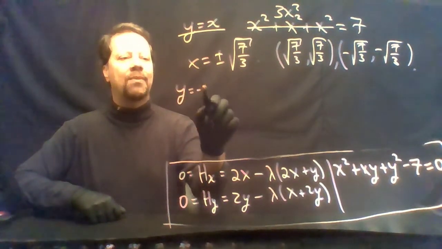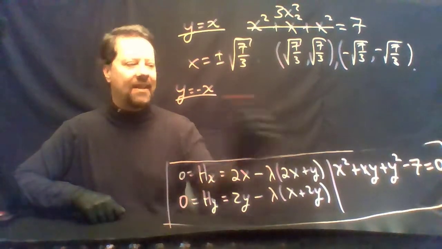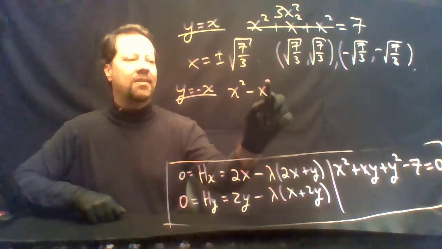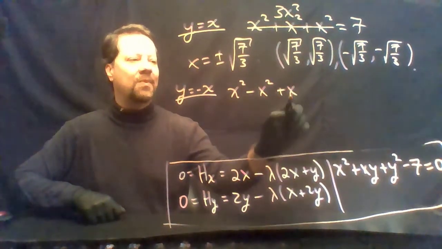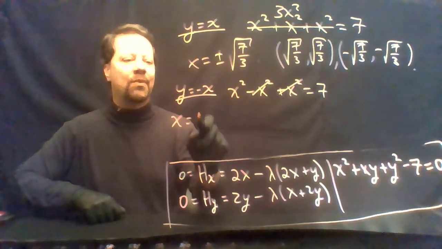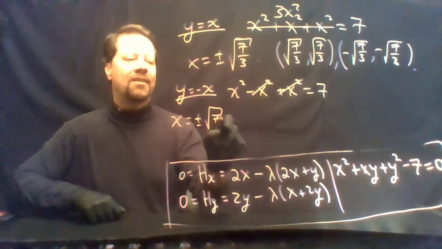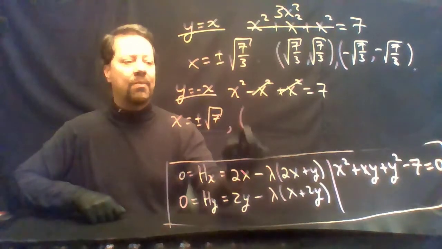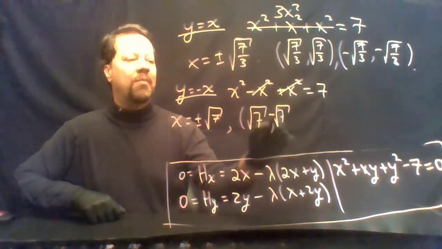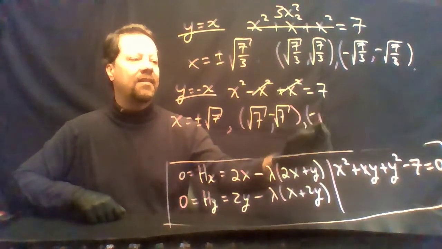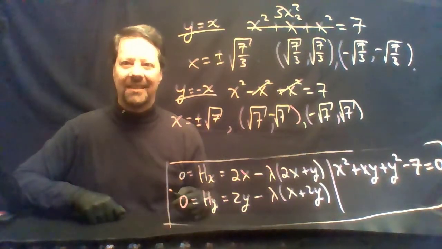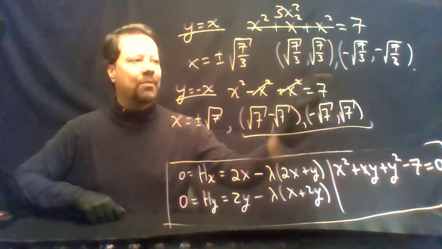What about y equals minus x? In this case, we'll have x squared minus x squared plus x squared equals 7. That gives us x equals plus or minus the square root of 7. That gives us 2 points: root 7, minus root 7, and minus root 7, root 7. We have 4 critical points.